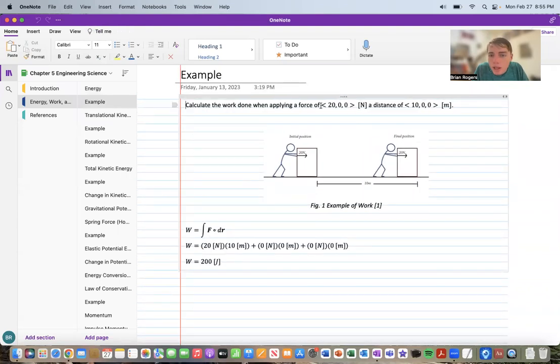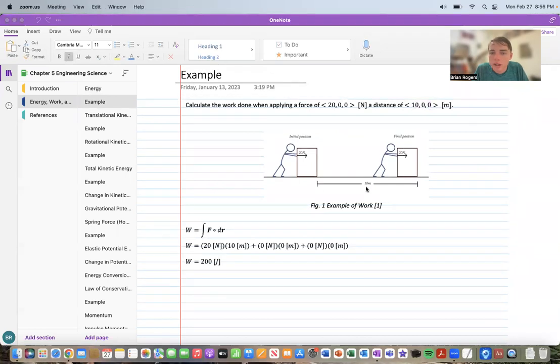Calculate the work done when applying a force and look at my force vector. It has an x component here, a y component, and a z component, and the distance of 10, 0, 0. So my x, y, and z components. So looking at this example here, we're traveling a distance of 10 meters. So that's why it says 10 meters down here. And the force we apply is going to be 20 newtons in the x direction. So here it's moving along the x direction, as we can see this force vector. It's not going along the y or the z direction.